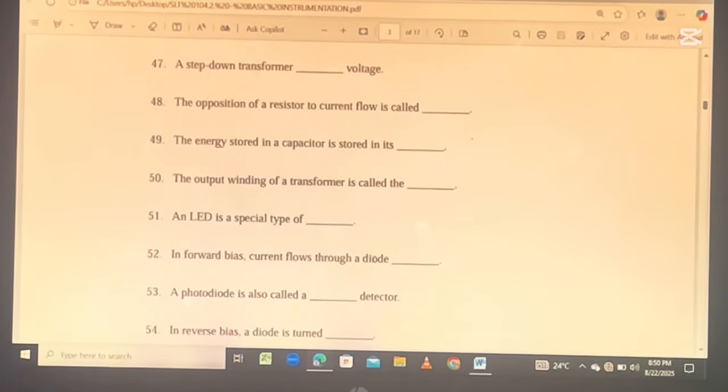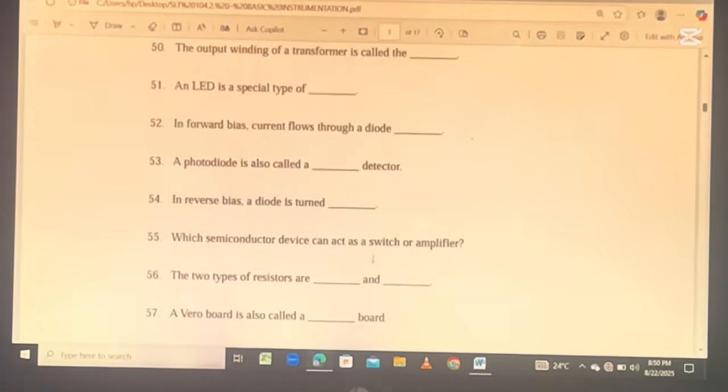Now, a photodiode is also called a dash detector. So it's also called a photo detector. Number 54, in reverse bias, a diode is turned off. The answer is off. This semiconductor device can act as a switch or an amplifier. The answer is transistor. In fact, those are the two major functions of a transistor, to act as a switch and also as an amplifier.